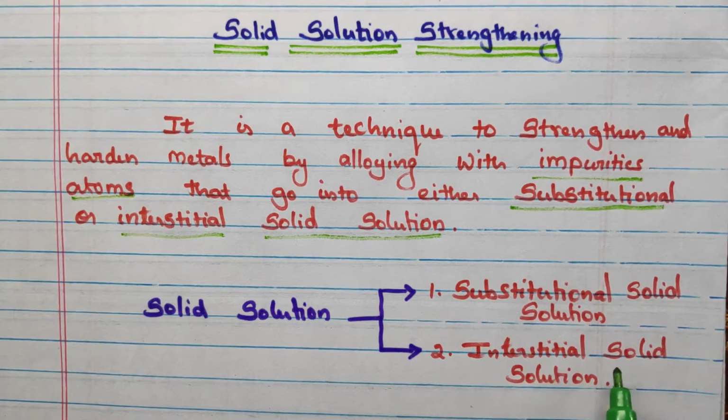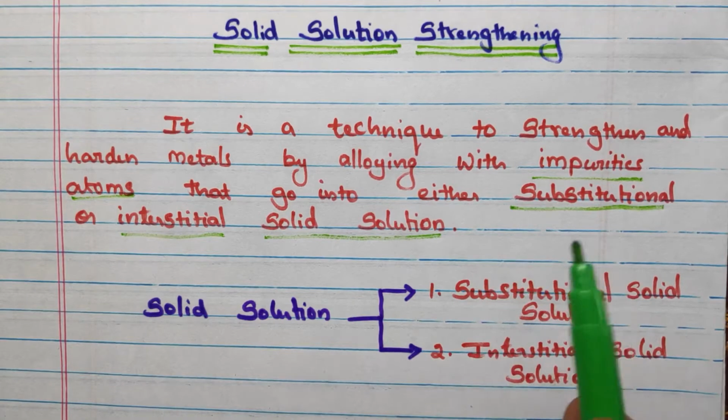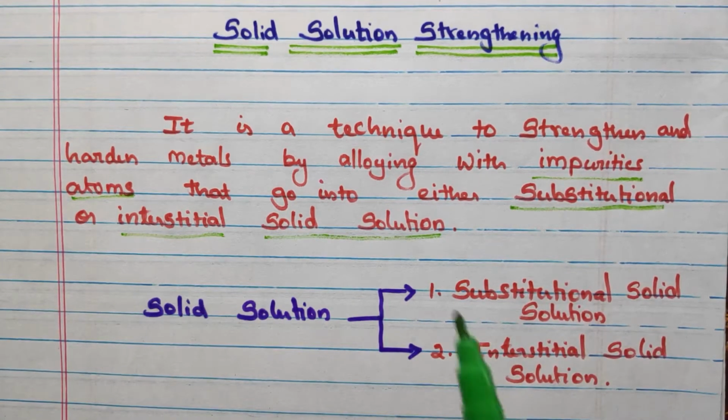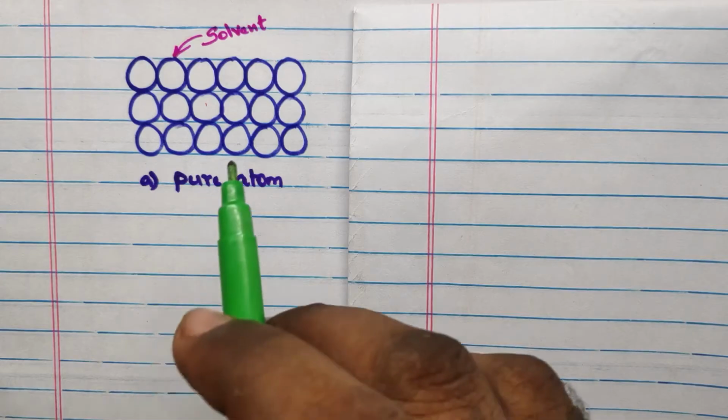Interstitial solid solution means the solute atoms enter into the voids or interstitial space between the atoms in the crystal lattice. That means the solute atom enters into the voids or interstitial space between the atoms in the crystal lattice.